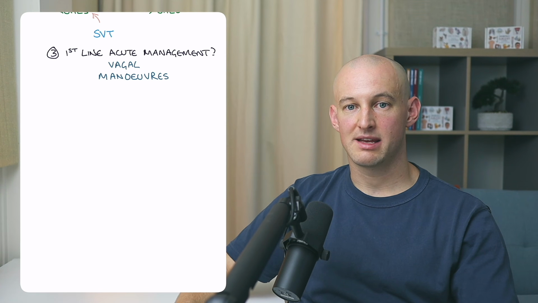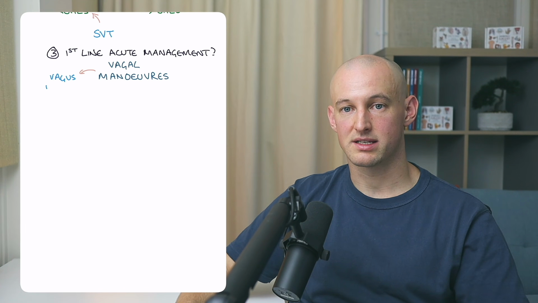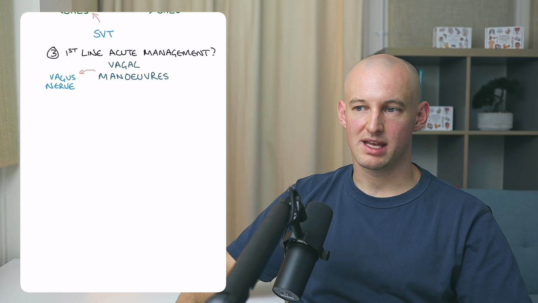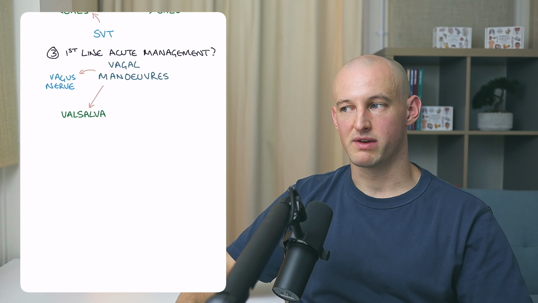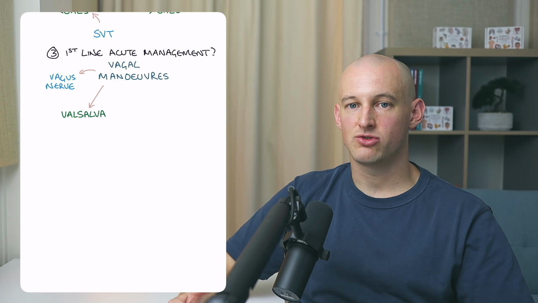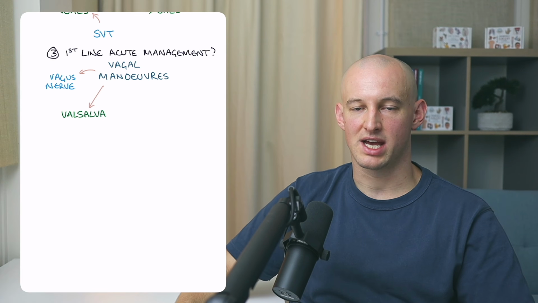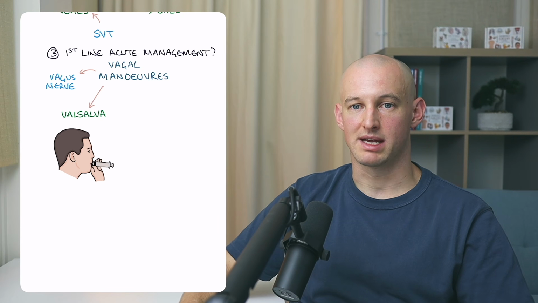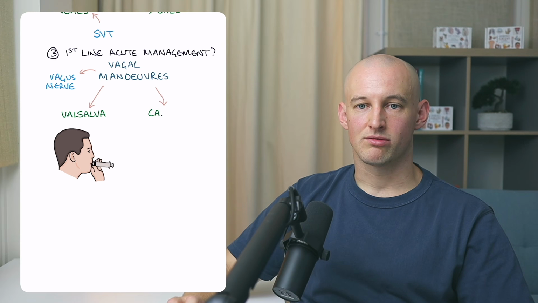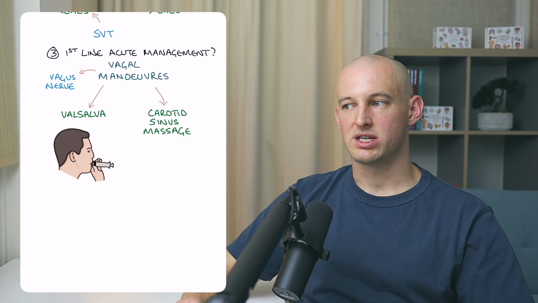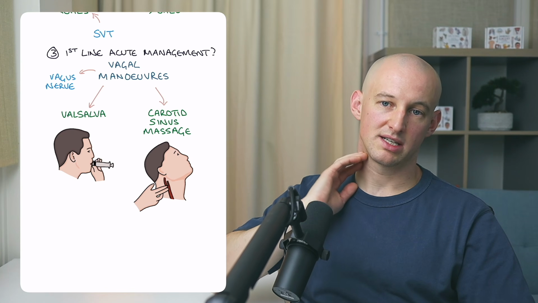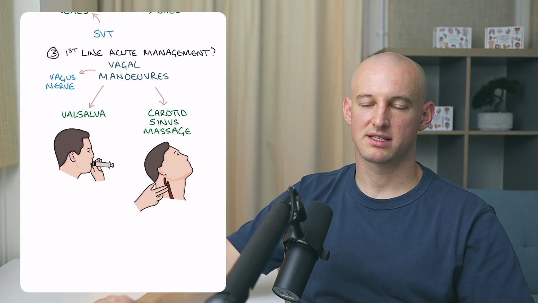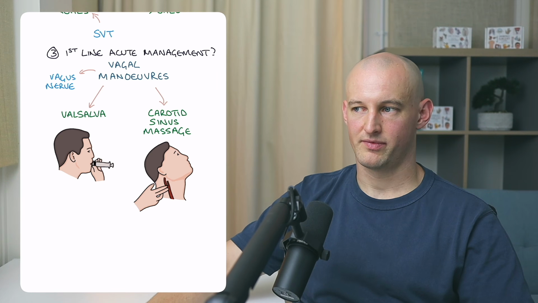The idea is to stimulate the vagus nerve, which causes the heart rate to slow down. And the way you can do this, 2 main things. One is the Valsalva maneuver, which increases the intrathoracic pressure, so the pressure inside the chest, and stimulates the vagus nerve. One way to do this is get them to blow into a syringe. Second thing is carotid sinus massage, which is rubbing the carotid sinus in the neck, stimulating the baroreceptors in the carotid sinus, which again stimulates the vagus nerve.